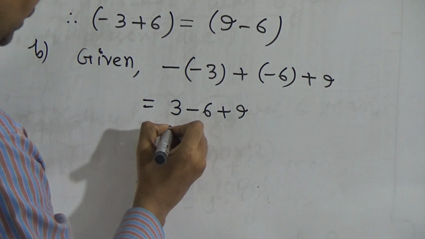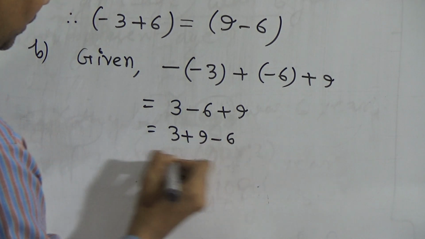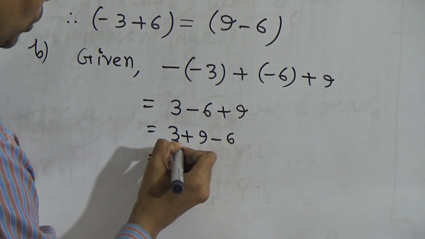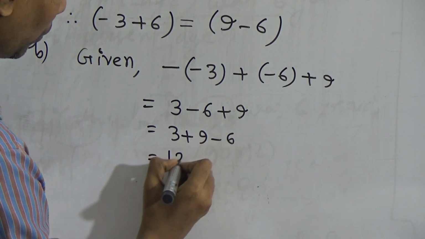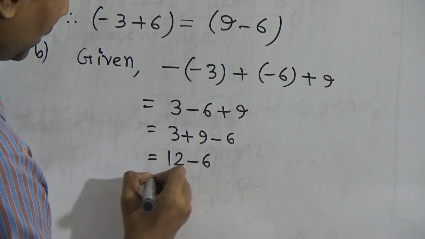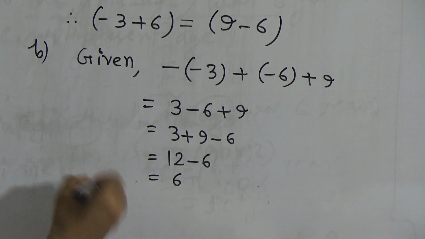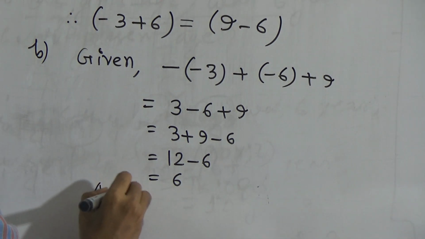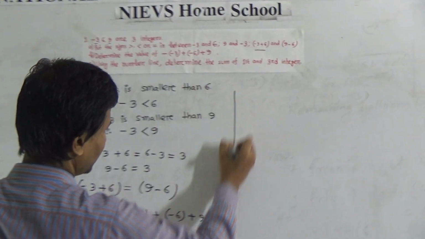So you add at first 3 plus 9, then minus 6. Look, 9 plus 3 equal to what? 9, 10, 11, 12. Right here, 12 minus 6. This is equal to what? 12 minus 6 equal to 6. Okay, write the answer. Answer 6. Now I will solve question C.